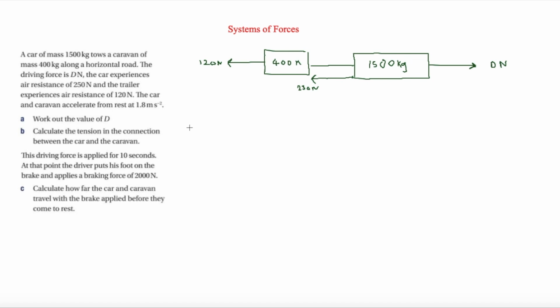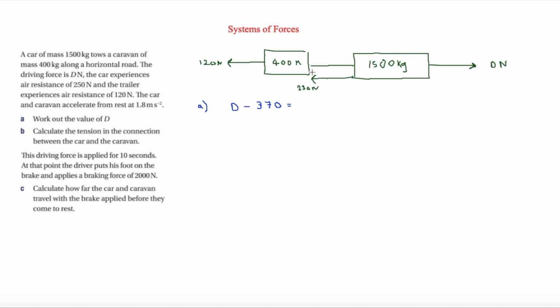In order to do this, we are going to have to treat it as one system. That means adding the masses together, adding the resistances together, because D is pushing forward the whole system. So therefore, we're going to use F is equal to MA. And F is D minus the resistance. We've got the two resistances, 250 and 120. That's going to be 370, and that's going to be equal to MA.